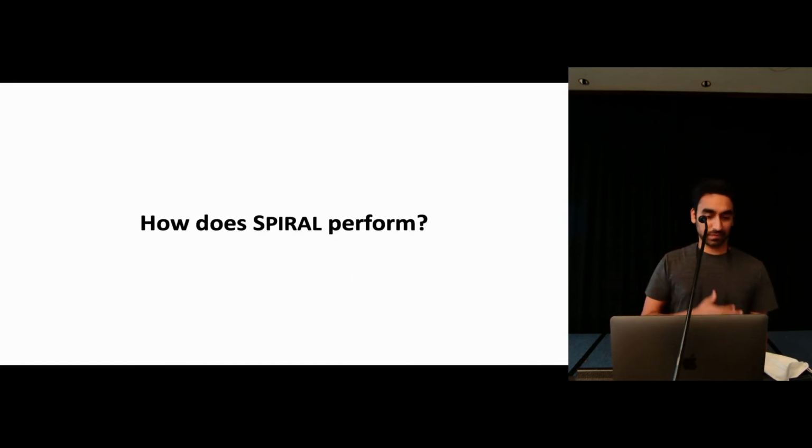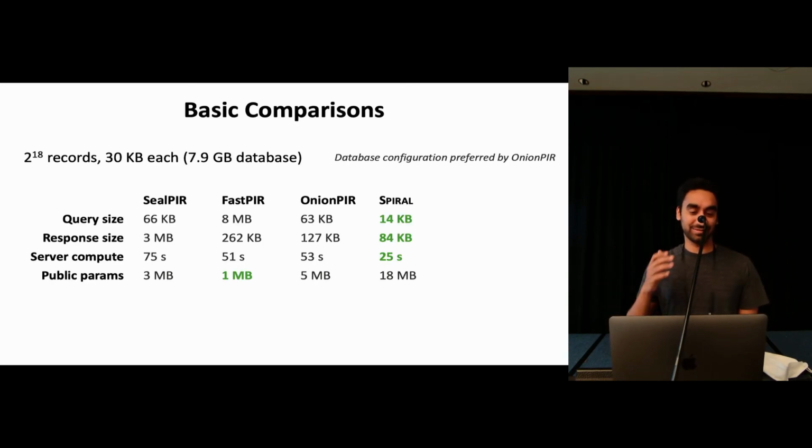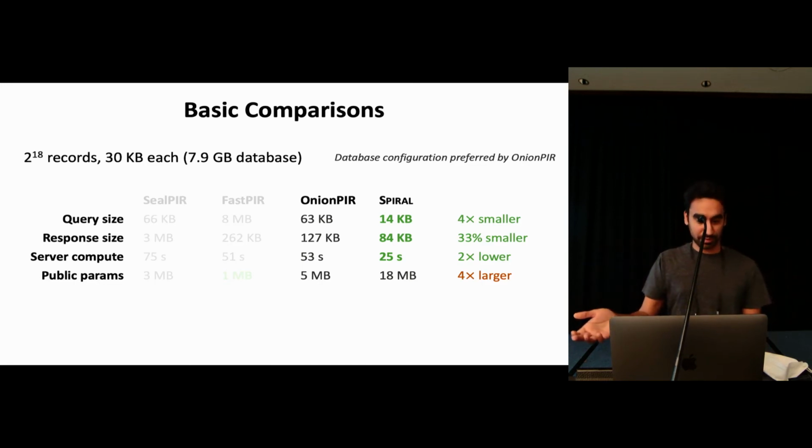So the question you're all here for, how does Spiral perform? On a basic level, if we choose the database configuration preferred by OnionPIR, 2 to the 18 records, so that's 250,000 plus records of 30 kilobytes each, Spiral is a significant improvement over the prior work, but has larger public parameters. And you can see on an absolute basis, the query and response sizes are getting pretty small, and the server compute is also getting pretty small. So we think this is putting PIR in striking distance of being practical.